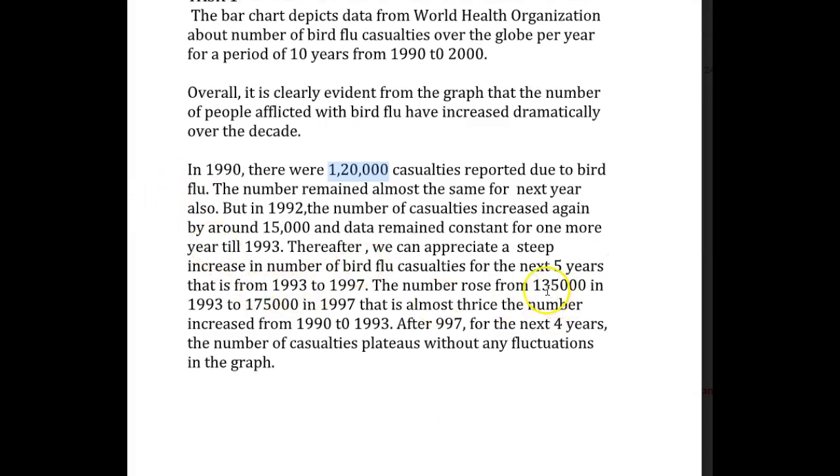The number rose from 135,000 in 1993 to 175,000 in 1997, that is almost thrice the number increased from 1990 to 1993. That's a little awkward. I think I understand what you're trying to say. You're comparing the increase from that first period to the increase from that second period, but it's just a little awkward. Thrice the number. Not that it's wrong, but it's just not really the most natural way to say this.